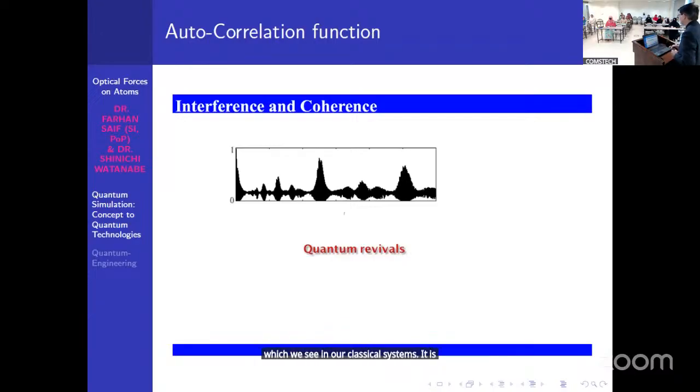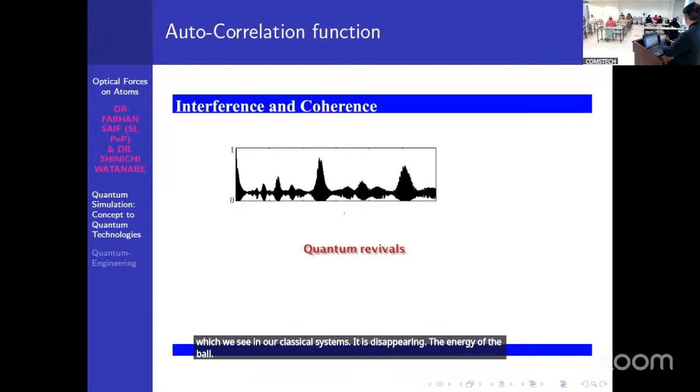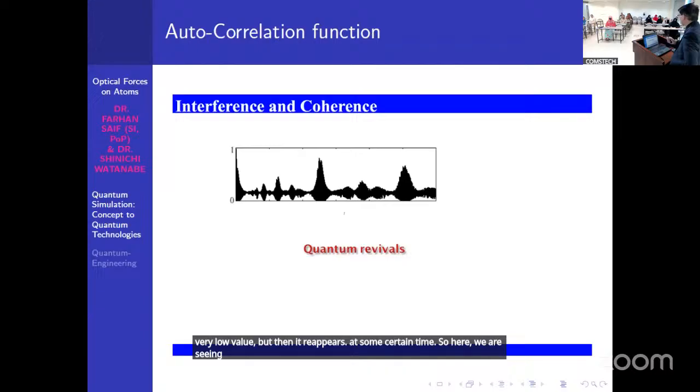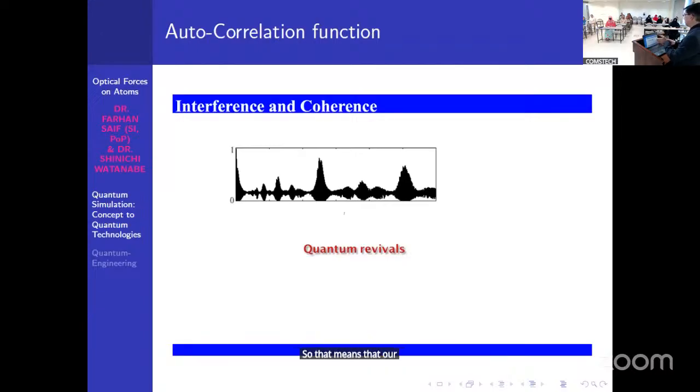It is disappearing. The energy of the fall, the energy associated with the cube, has gone to the tea itself. So it is a change in the shape. But here we see that the probability drops to a very low value, but then it reappears at a certain time. Here we see this peak approaching 1. That means our initial wave packet is almost reappearing at this particular time. I was saying that the movie is being played in reverse after the drop has happened. So this is named the revival phenomenon.